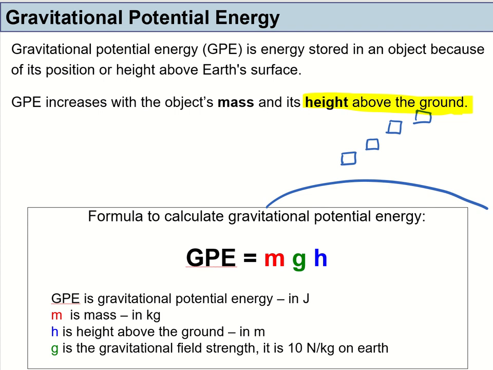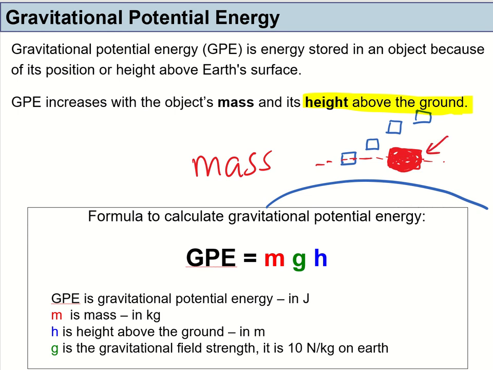But does it mean that two objects that are at the same height, so let's say this object here, and I have another object here. So does it mean that these two objects, because they're at the same height, will have the same gravitational potential energy? The answer is no, because there is another factor that will affect gravitational potential energy, and that is the mass. So even if the height is the same for both, if one object has a larger mass compared to the other object, then this object has a higher gravitational potential energy.